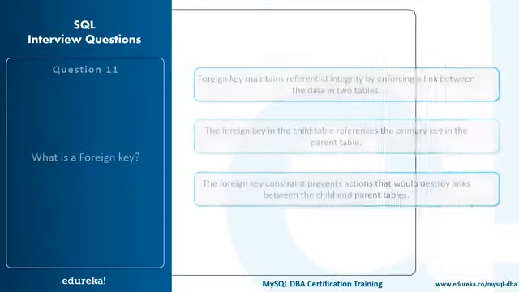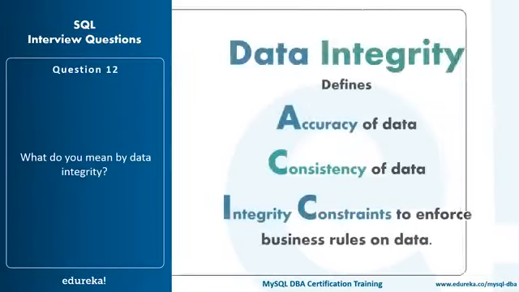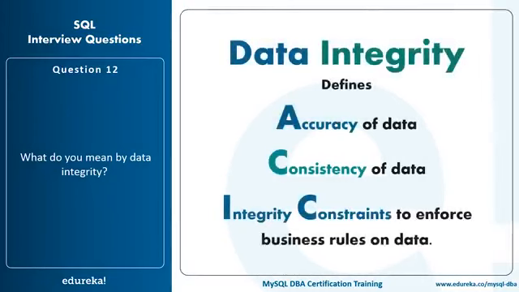Now moving forward to our next question, that is, what do you mean by data integrity? Data integrity basically defines the accuracy as well as the consistency of data stored in the database. It also defines the integrity constraints to enforce business rules on the data when it is entered into an application or a database. So if you have to answer this question, then you can answer by saying that data integrity basically defines the accuracy and the consistency of data.